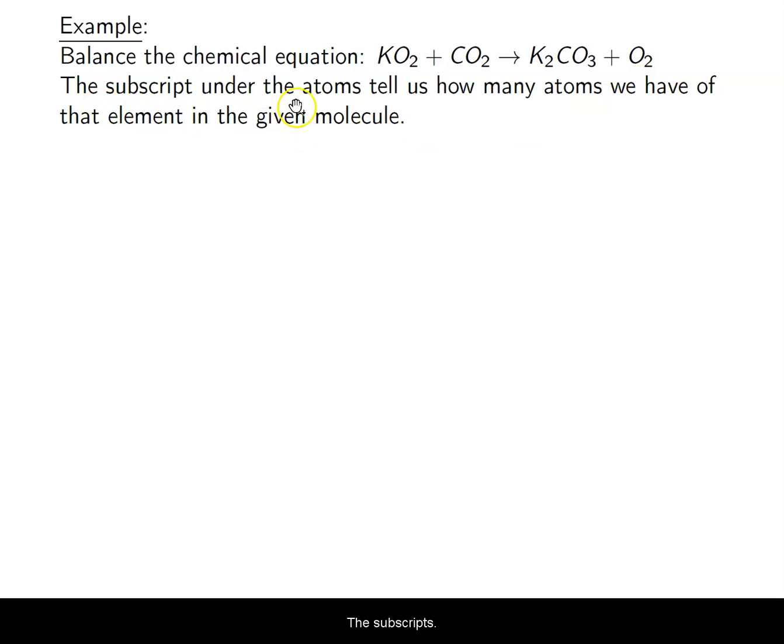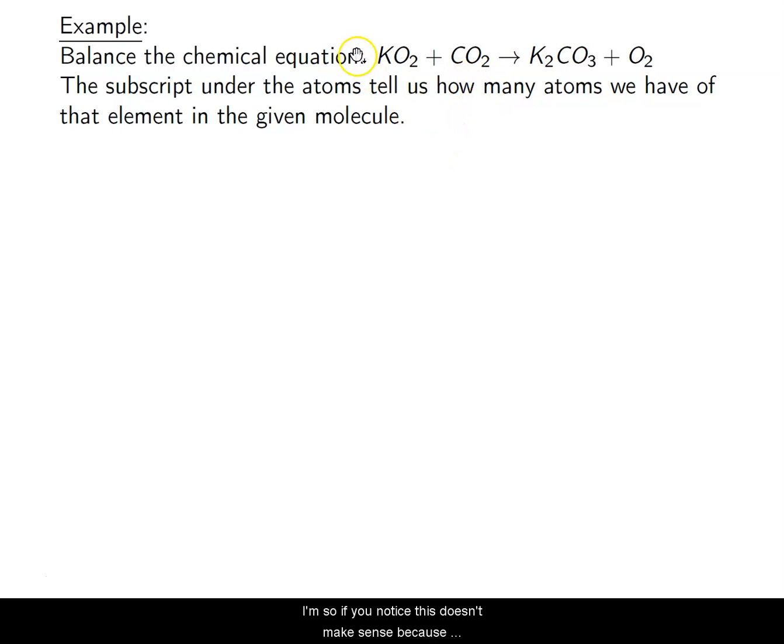Okay, these subscripts tell us in each molecule how many atoms there are of each one, right? So in this potassium superoxide, there is 1 potassium and there are 2 oxygens. Okay, that's what this molecule looks like. It's 1 potassium atom plus 2 oxygen atoms combined together. Carbon dioxide is 1 carbon atom with 2 oxygen atoms attached.